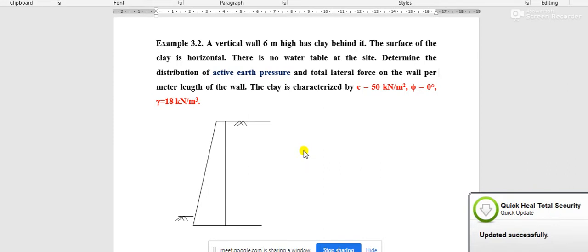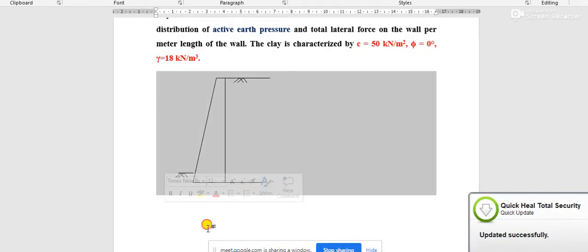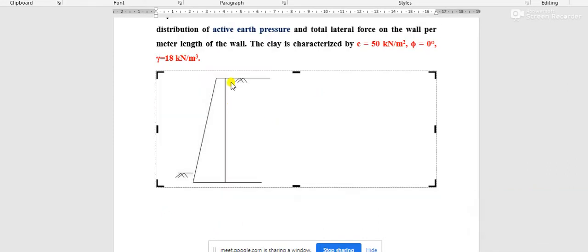Now coming to the solution, this is the figure. The total height of this wall is 6 meter. You may write here these characteristics or these data, which are given as the characteristics of the clay, as the property of the backfill soil.